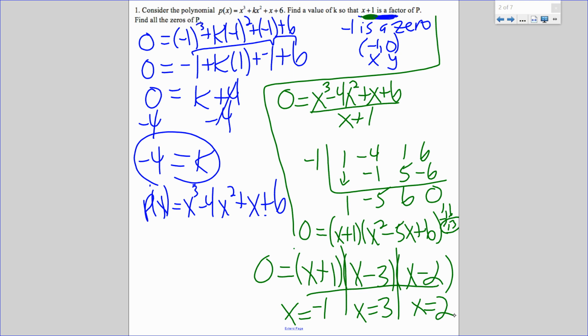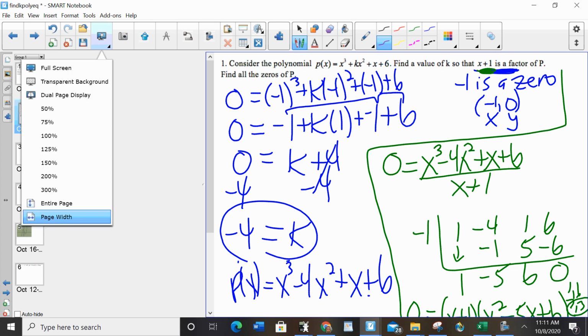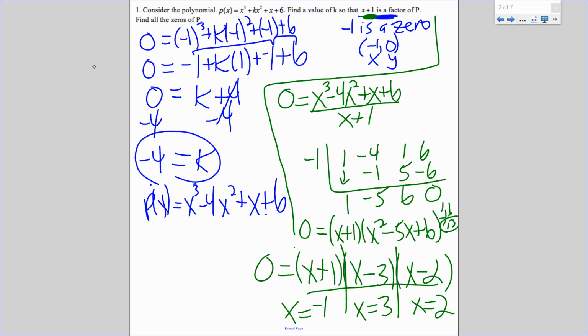So it's kind of a long problem, and it is tricky both conceptually and computationally. So let's just run through it one more time. First off, if x plus 1 is a factor, then I know that negative 1 is a 0. If negative 1 is a 0, then I know the point negative 1 comma 0 is on the graph. So I'm going to replace the x's with negative 1's and the p of x with 0. I solve that equation for k. I get negative 4. So now I'm rewriting the original equation, and I'm replacing the k with negative 4.